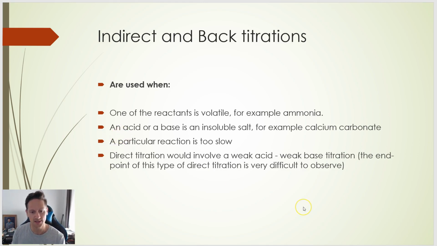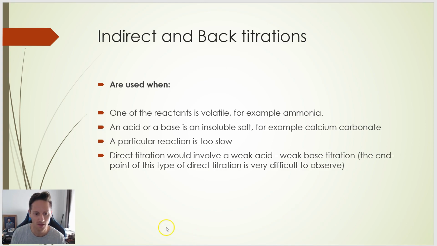Another case is if an acid or base is an insoluble salt, for example, calcium carbonate. If it's insoluble, that means it's not going to dissolve in solution, which means a titration isn't going to work. Or a particular reaction is too slow. With a titration, you want that reaction and that color change to occur instantly. It's hard enough to get that endpoint. You have to go quite slowly and carefully at the end. Imagine if you had to wait 20 seconds, 30 seconds before any sort of change happened.